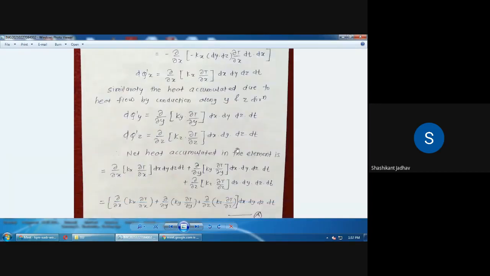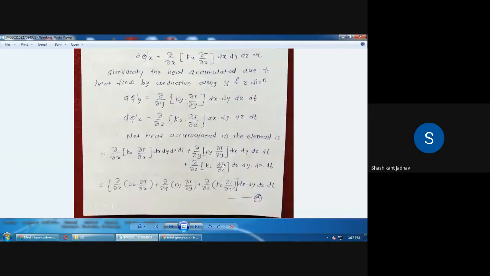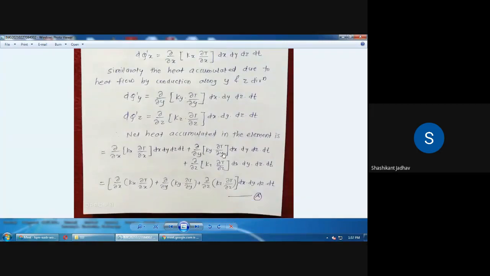So for the part A calculation, we considered Fourier's law of heat conduction. In that we calculated Q'x, then we calculated Q'x+dx, then we took the difference between these two, and we get the heat accumulated in that element in the X direction. Similarly, we wrote the equations for the Y and Z directions, and from that we get the total net heat accumulated in the element in all directions. So this is the calculation for part A.